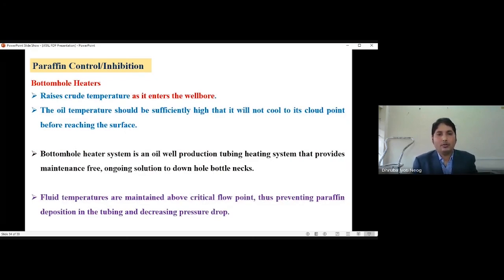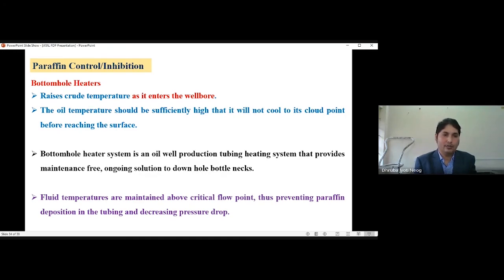Butane heaters are also used in order to contain the paraffin deposition. Butane heaters can raise the crude oil temperature, because the paraffin deposition is an effect of temperature. If the temperature of the crude oil increases, it will melt the deposits and they can be removed. The oil temperature should be sufficiently high that it will not cool to its cloud point before reaching the surface. So steam operation can be done.